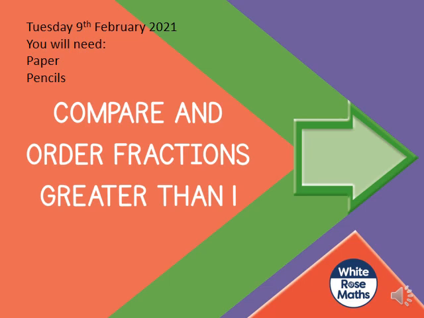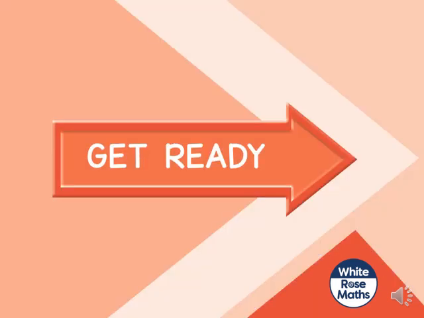You're going to need just paper and pencils and we are looking at comparing and ordering fractions greater than 1. You're not going to need your equipment, but you might want to draw some bar models, fraction bars to help you. But like last week's lessons and yesterday's lessons, your times tables are going to be very important for you in helping you solve these. So let's begin with our get ready questions. Questions coming up, pause the video and have a go, and then the answers will come afterwards.